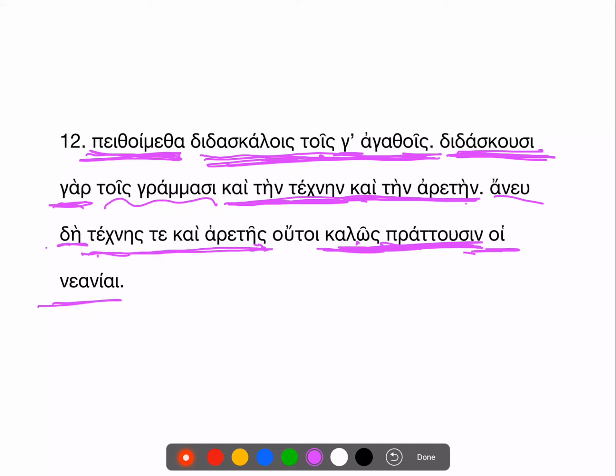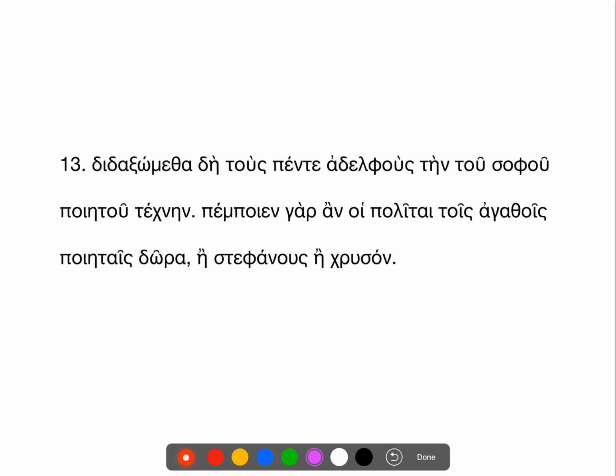Ooh, toy. It's like an emphatic version of ooh. For without skill and virtue, the young men don't do well at all. Not at all do the young men do well.